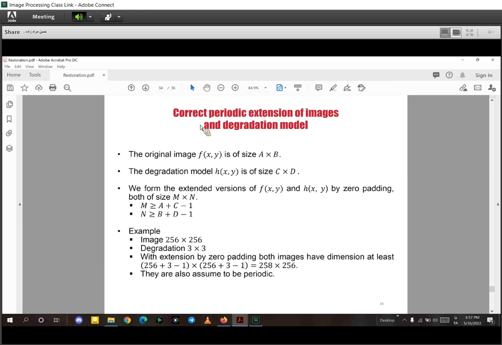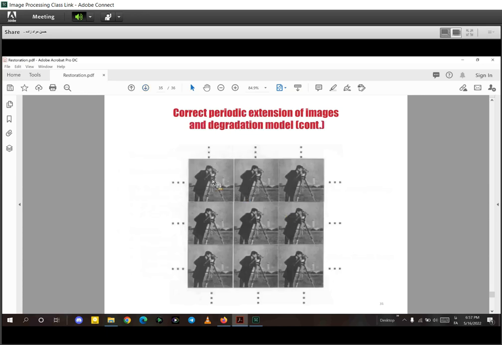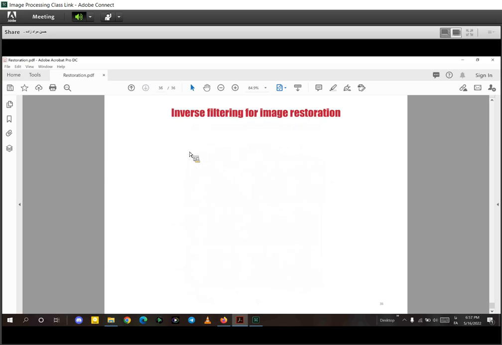Go to two other slides. Again, here you see periodic extension. This is the meaning of periodic: this picture over I and over J is periodic in this axis and periodic in this axis. This is the meaning of periodic extension, not zero padding. And this is another concept, inverse filtering.